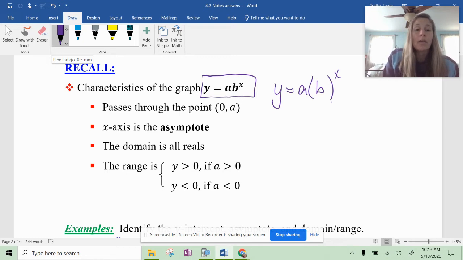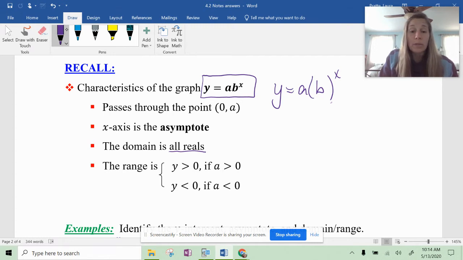With the parent function that does not have an h or a k that we looked at yesterday, the point (0, a) will be the y-intercept. The x-axis will be the asymptote, so we just went over that, so that would just be y equals 0. The domain is still all real numbers, and the range is still the same as yesterday.